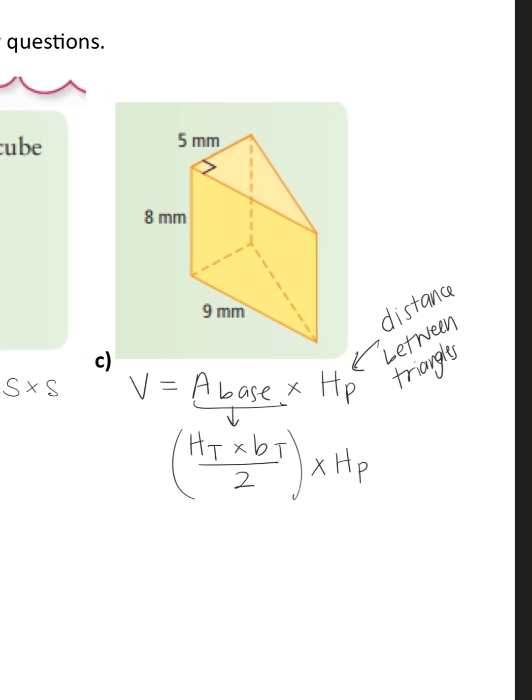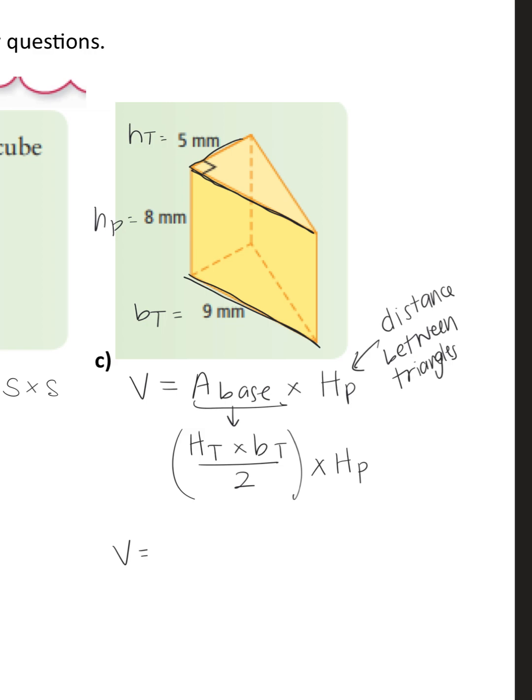Lastly, in our triangular prism, here we want to think about the triangle. So if we were to focus in on the triangle, I can see the triangle has a height of 5 millimeters. That base value of the triangle, the bottom of the triangle, is coming from 9 millimeters, which means that the height of the prism, or the distance between the two triangles, is 8 millimeters.